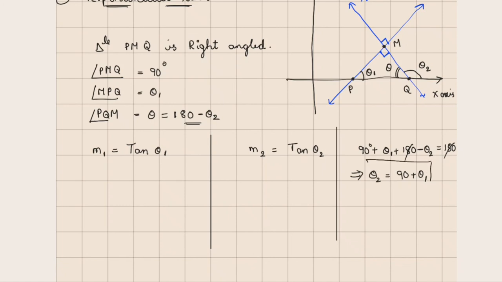Let's keep this in a box. Okay, now we know the slope M1 is tan theta 1. Now the slope M2 is nothing but tan theta 2. Theta 2 is nothing but 90 plus theta 1, so we keep 90 plus theta 1 here. We get tan of 90 plus theta 1. So what is tan of 90 plus theta? It is nothing but minus cot theta 1.